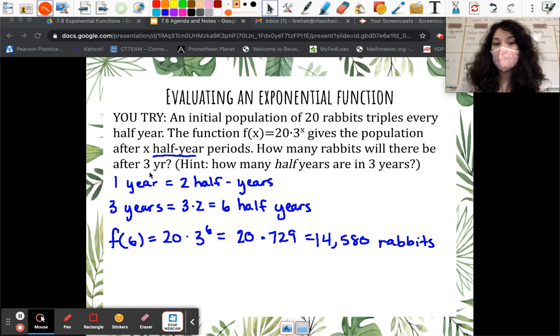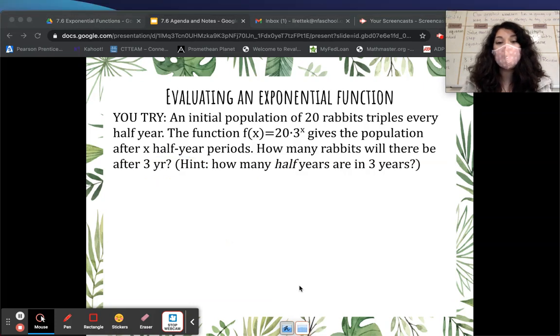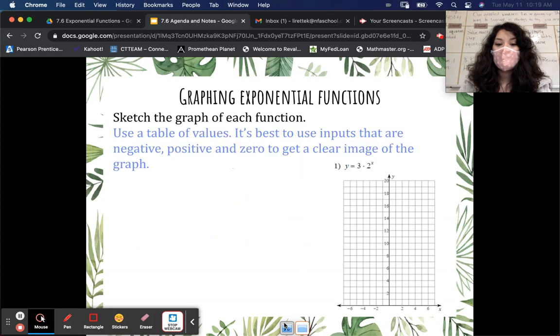So if you look at 3 years, you're going to do 2 half years each of those years. So you're going to multiply each year by 2. That's going to give you 6 total half year periods. This is actually what you're inputting for the value of x. Once you know what to replace the x with, it becomes an order of operations problem using your calculator. You're going to evaluate the power first to get 729, and then multiply that answer with 20 to get 14,580 rabbits.